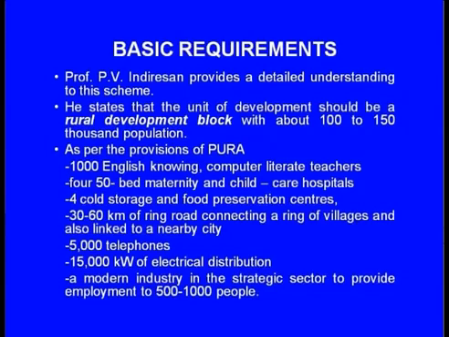The provisions that PURA should have are 1,000 English knowing computer literate teachers, 4 50-bed maternity and child care hospitals, 4 cold storages and food preservation centers, 30 to 60 kilometers of ring road connecting a ring of villages and also linked to a nearby city, about 5,000 telephones, 15,000 kilowatts of electrical consumption and a modern industry in the strategic sector to provide employment to 500 to 1,000 people.